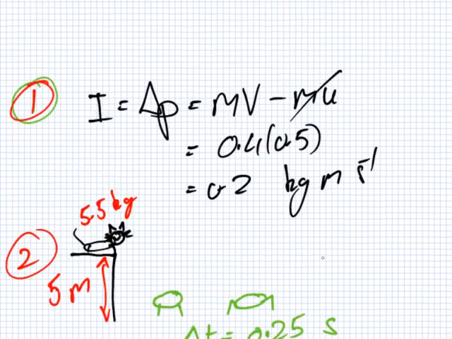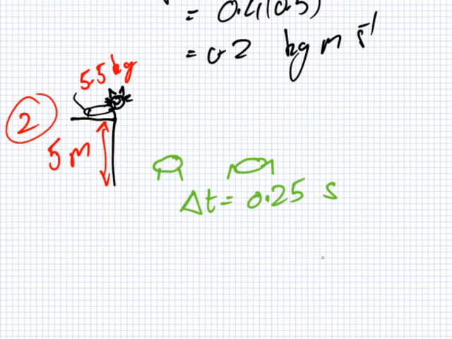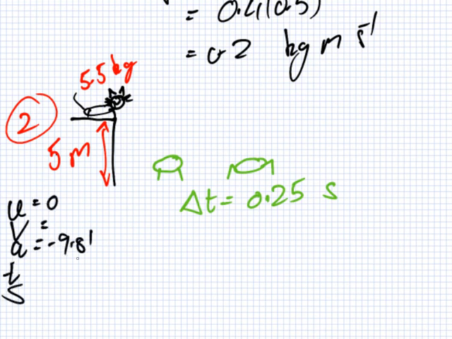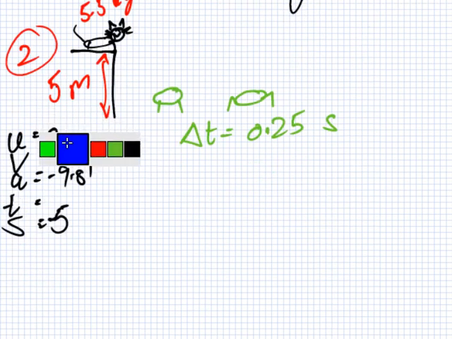So what we need to know first is how fast the cat is going when it hits the ground. So UVATS: u is 0, v we don't know, a is minus 9.81, t we don't know, s is minus 5. So did you get the V? What did you get? You can just tell me. 1.01.